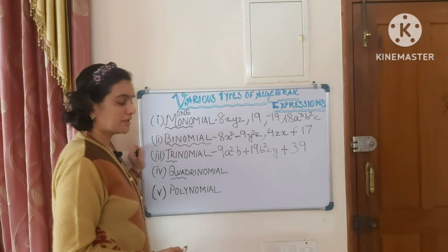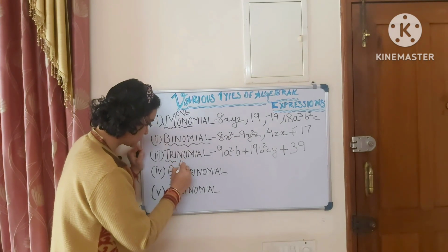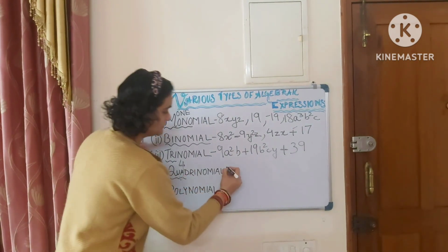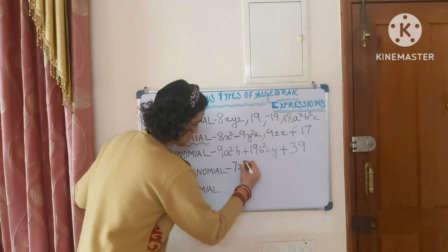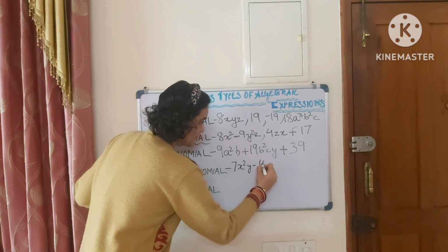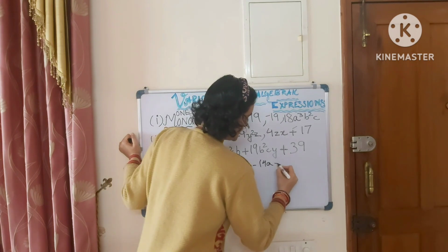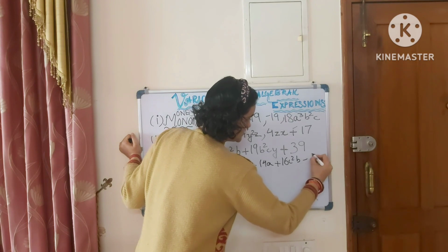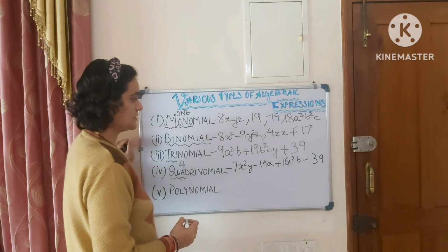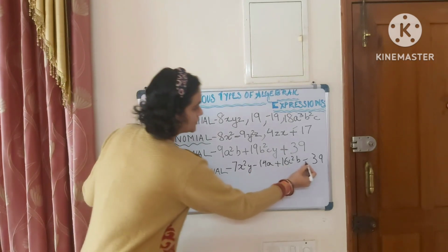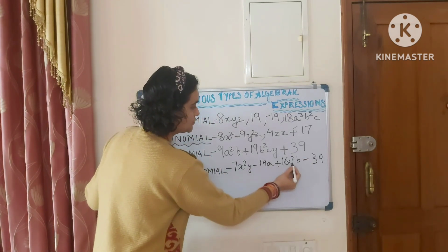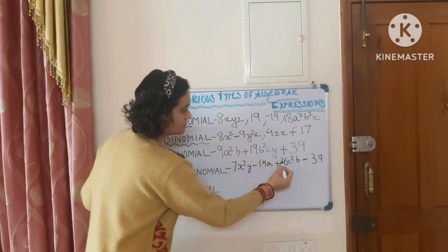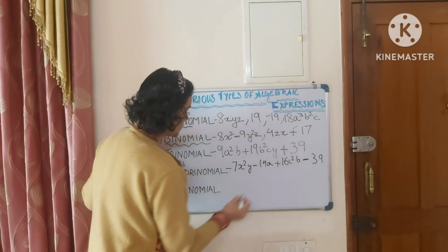Now let's move to quadrinomial. Quad means 4, right? Quad means 4. Now let's see an example of a quadrinomial. 7x square y minus 14a plus 16c square b minus 39. This is also an example of a quadrinomial because there are 4 terms, 1, 2, 3, 4 terms which have been brought together by minus or plus signs. So this is a quadrinomial.